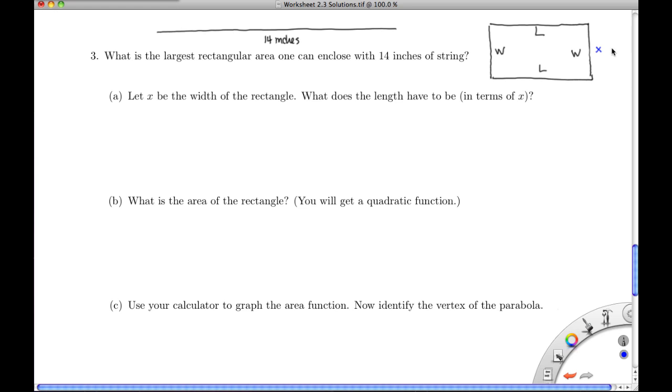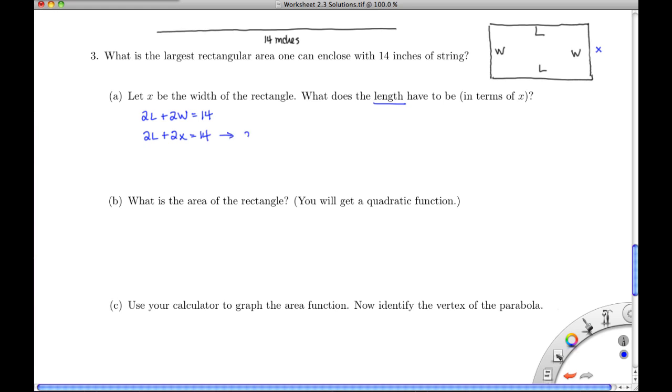So what does the length have to be in terms of X? Well, we could think about it this way. If we added up the 2 lengths and the 2 widths, this has to be the total 14 inches of string that we're dealing with, because we're wrapping it around to get a full rectangle. Now, we've determined to let the width be X, so we've got 2L + 2X = 14, and we want to find the length, so let's just go ahead and solve this for L.